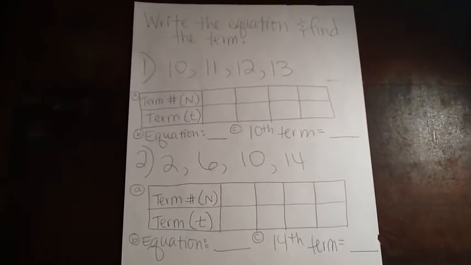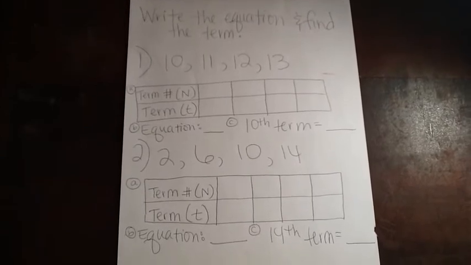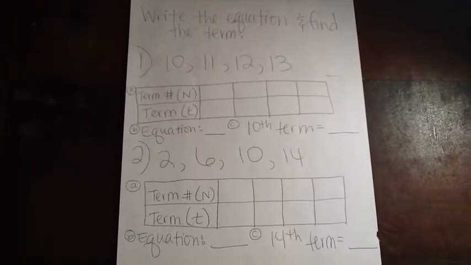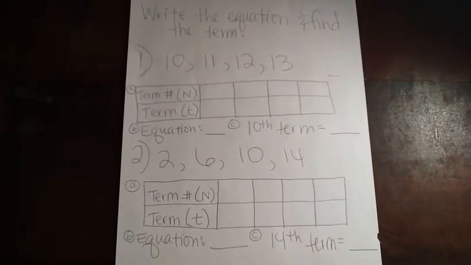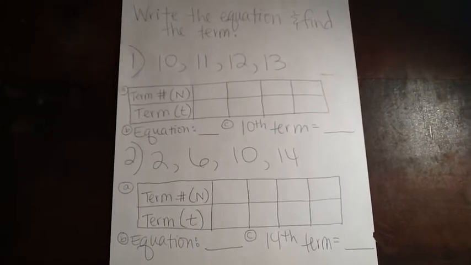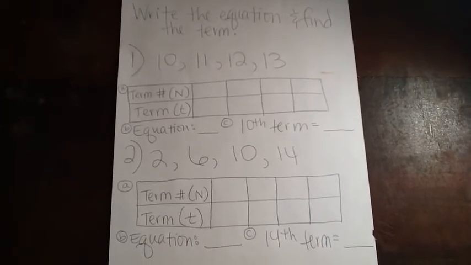In number 2, you have 2, 6, 10, 14. You're going to go ahead and write the chart with the term numbers and the terms. And then B, you're going to find the equation. And then C, you're going to go ahead and plug in 14 for n and solve for the 14th term.